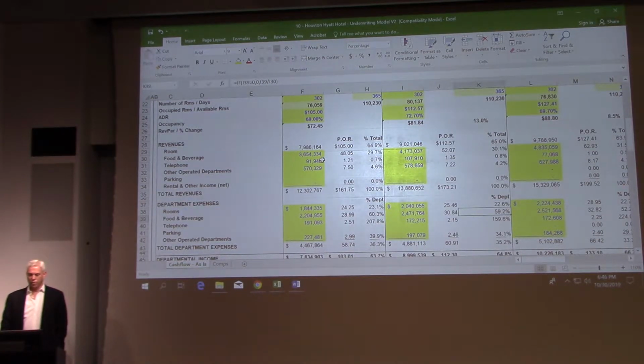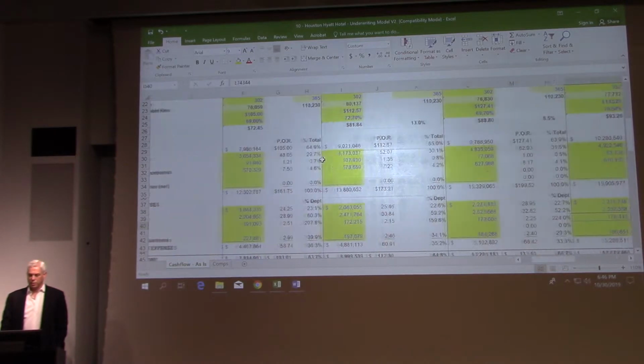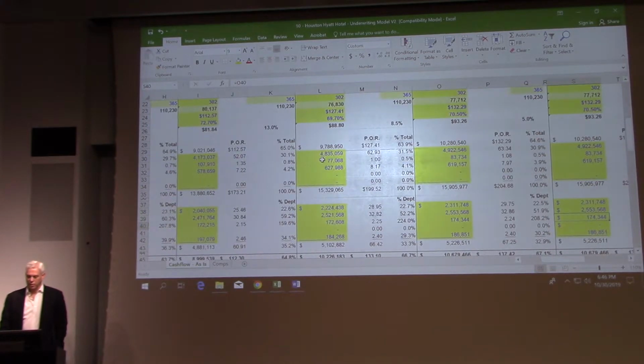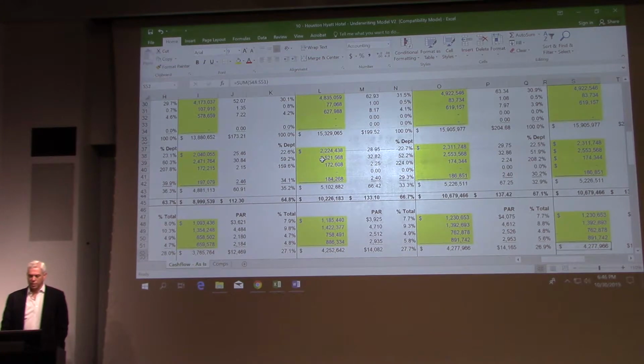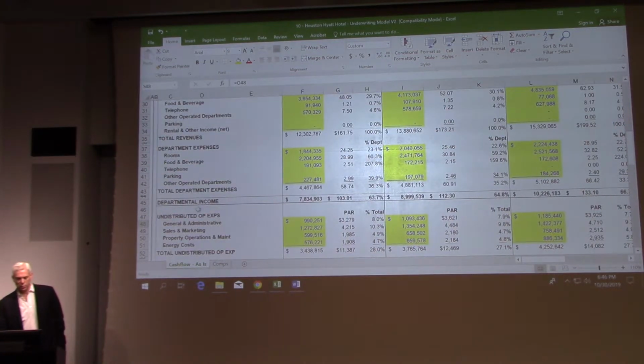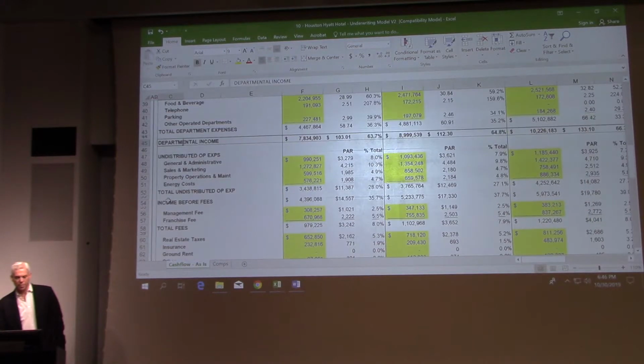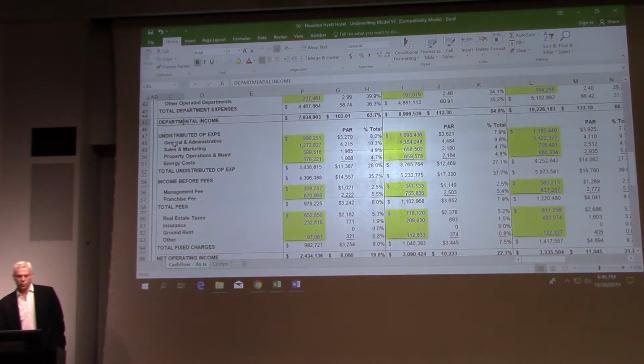Same thing for F&B, telephone. And so then we get to a relation for gross payments, the departmental income. And I'm going to do the same thing with every line item.